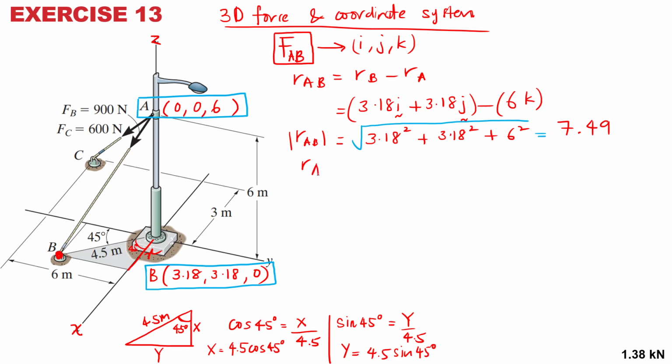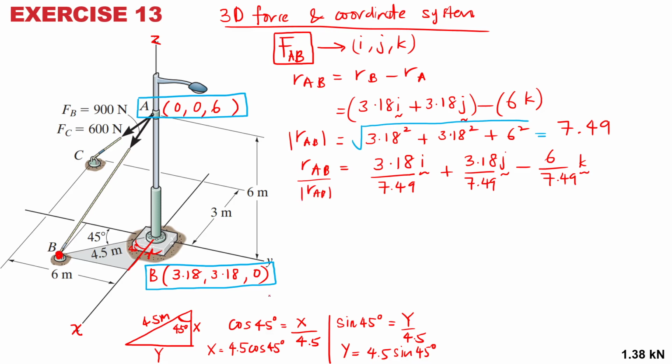So RAB unit vector is equivalent to 3.18i over 7.49 plus 3.18j over the same thing, 7.49, minus 6 over 7.49k. This is the unit vector. This one has been divided by the RAB magnitude. So this is the unit vector. Sometimes you put U here.